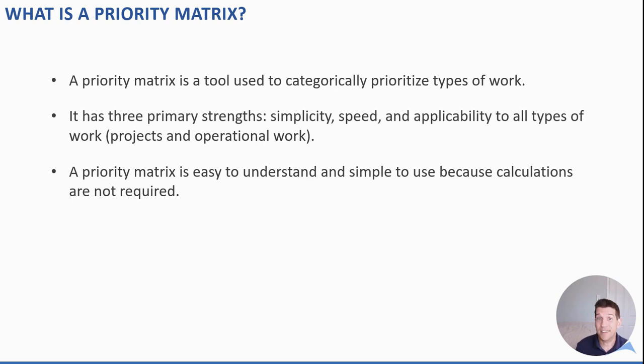So firstly, what is a priority matrix? Well, in basic terms, it's categorical prioritization. We're prioritizing work based on the type of work that it is. It's got some primary strengths. It's simple to use, it's quick, and it can be applicable to any type of work, projects and operational work. It's easy to understand because calculations are not involved, like we would have with a scoring model, which we'll come to in a few minutes.